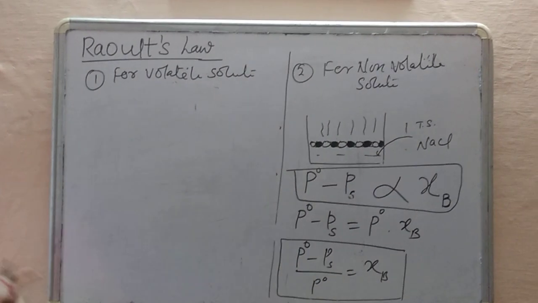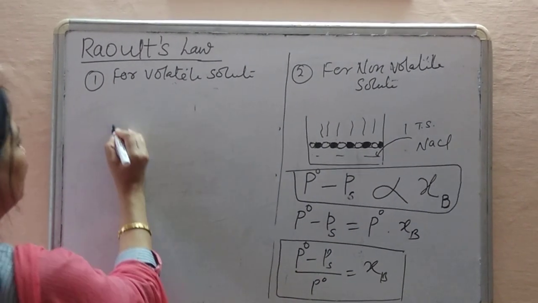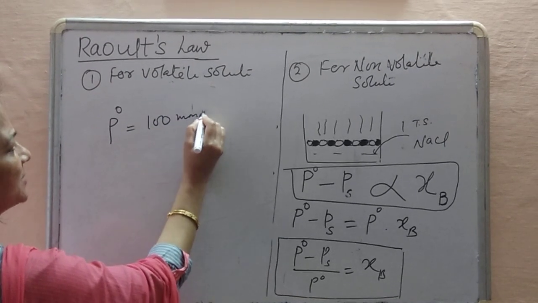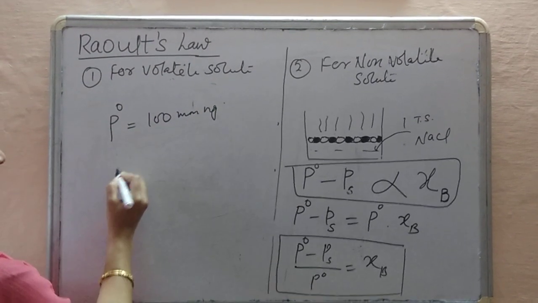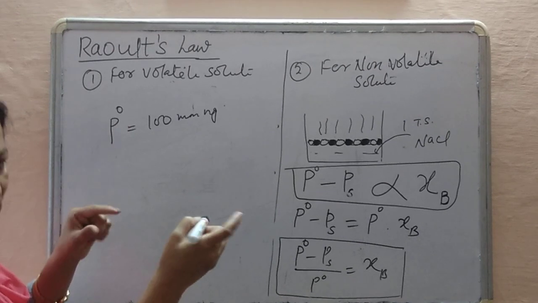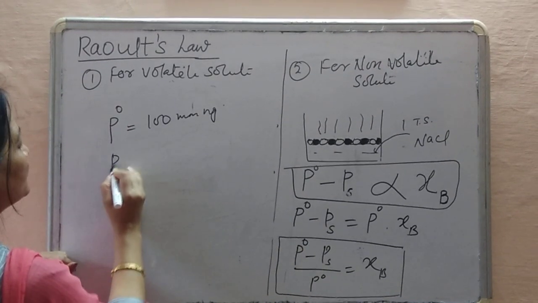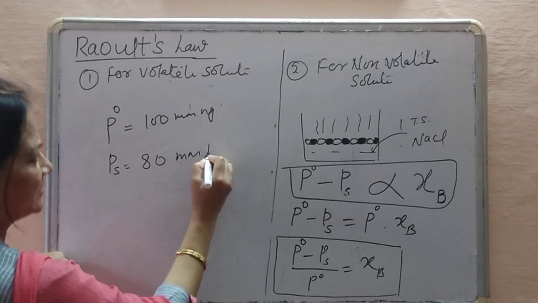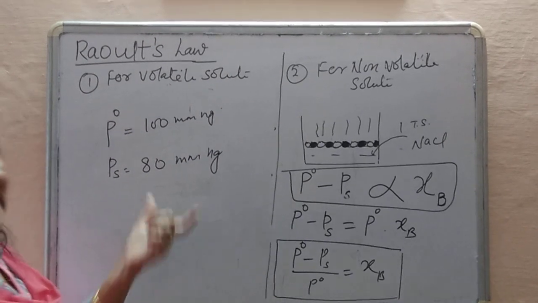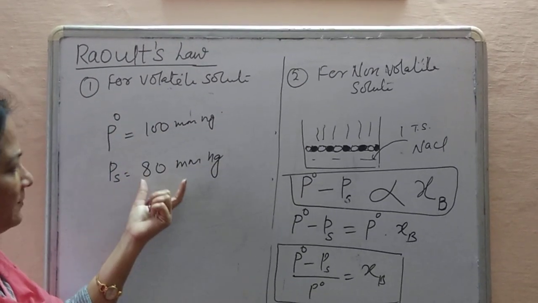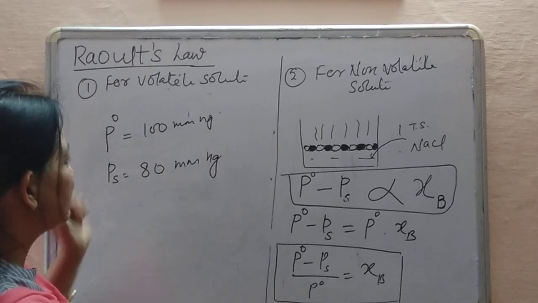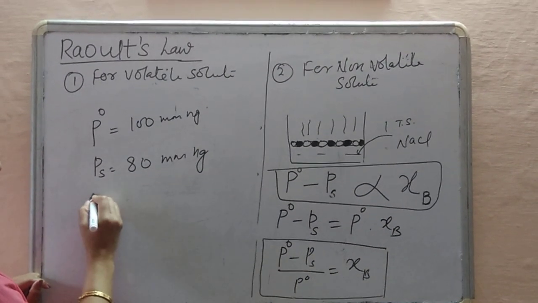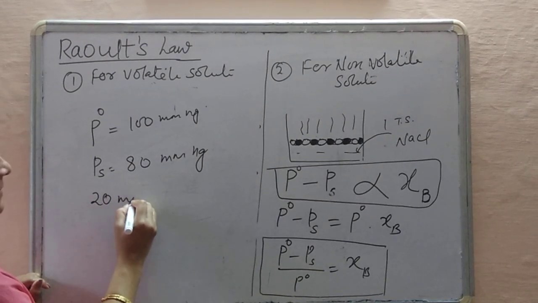if I say that, suppose the vapor pressure of pure water is 100 mmHg, and after dissolving sugar, 1 teaspoon salt in it, vapor pressure of solution becomes 80 mmHg. Of course the vapor pressure will reduce, no need to say again and again why. So this will be reduced, and if I say what is the value of lowering, of course you will say that lowering is 20 mmHg.